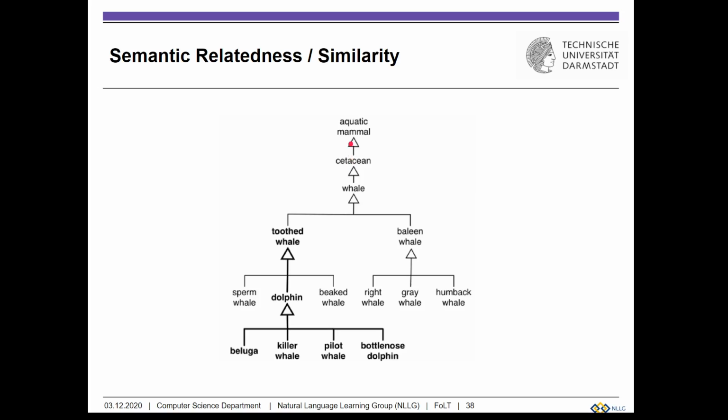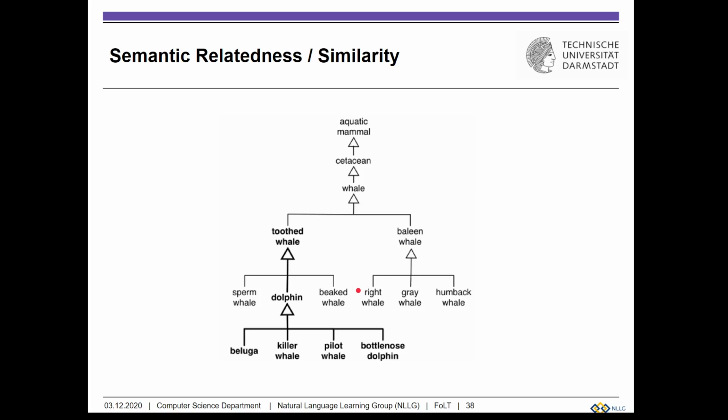Okay, so we have these hierarchical relationships, and now let us look at the word right whale and check its intuitive semantic similarity to gray whale. We would say here, because right whale and gray whale have a direct common ancestor, a common hypernym, probably they are very closely related because they are both baleen whales, right? So their earliest common ancestor is a direct parent.